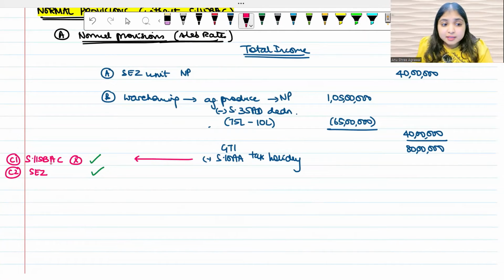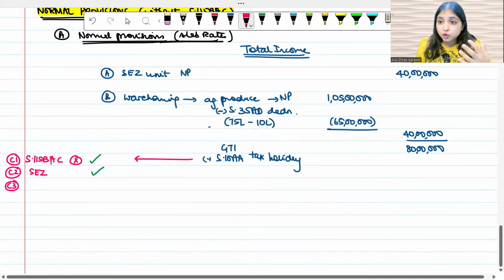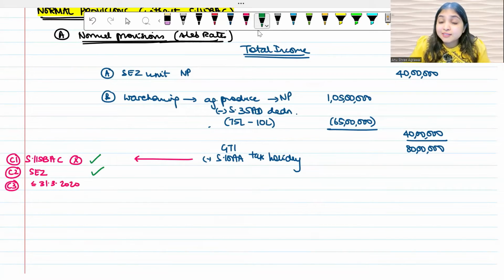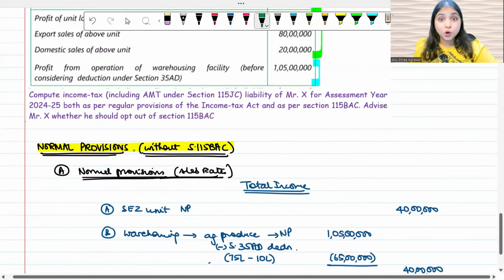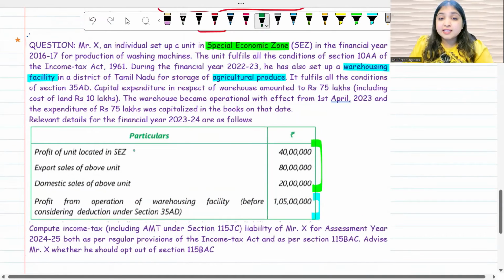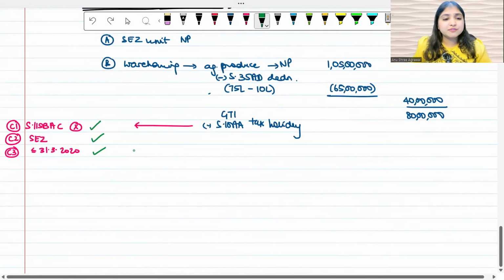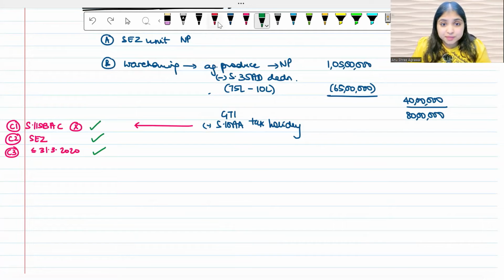Condition number 3: the assessee must have commenced the production of goods or providing services in this SEZ unit. The whole production work or rendering of services should have started on or before 31st March 2020. Yes, even this condition is fulfilled because if you recall in this question, it is mentioned that the SEZ unit work started in 2016-17 itself. So much before 31st March 2020, we have commenced the production work and the rendering of services from this SEZ unit.